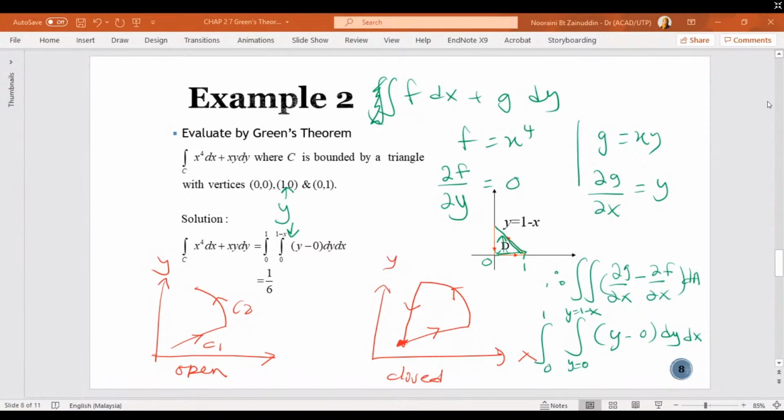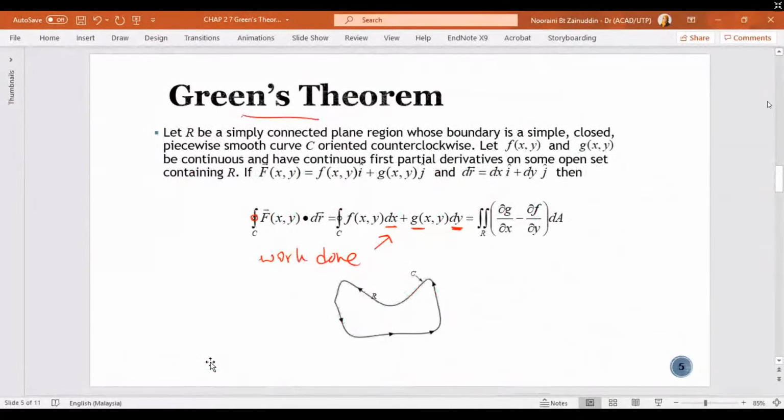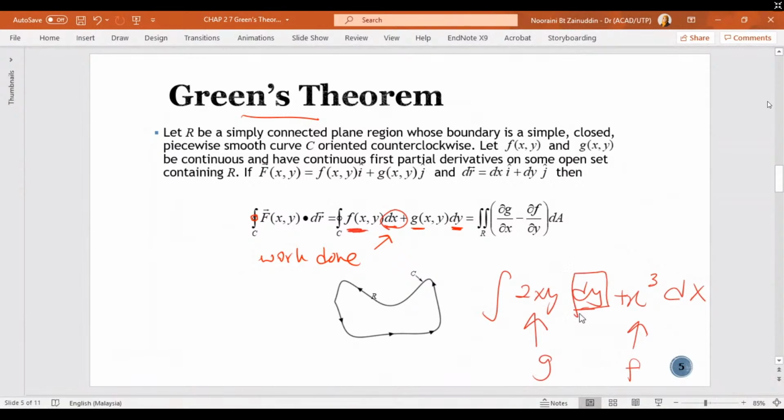So is f x4 because in the equation x4? No, it's okay. You need to follow this formula, the Green's theorem. If you notice here, the one with the x here is the f. Okay, if the question maybe dia tukar, dia letak 2xy dy plus x cube dx. Meaning this should be your f, this should be your g. It depends on this dy dx. And also it should be plus.